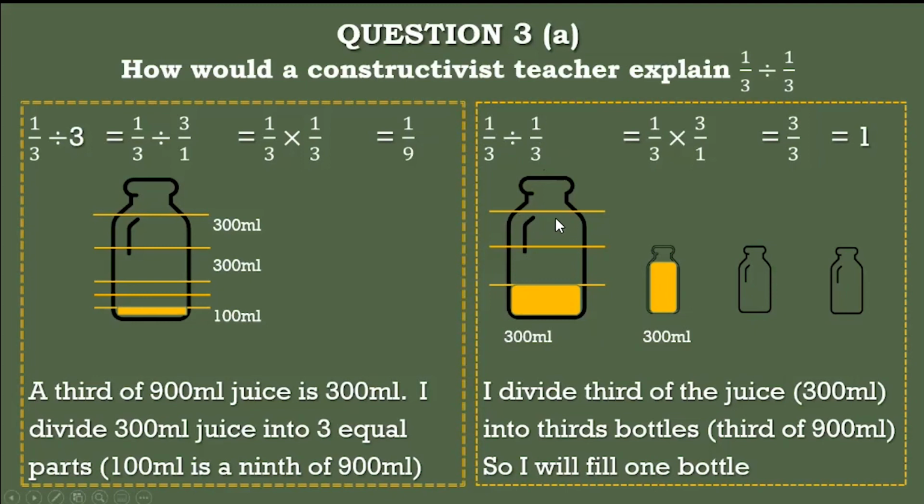Now, we have the same bottle. We divide it in thirds, a third of this bottle. Now I'm going to divide that by third bottles, bottles that can take a third of this big bottle. So I divide a third of the juice, which is 300 milliliter, into third bottles. A third bottle of this takes 300 milliliter. So 1/3, 2/3, 3/3. I divide it by thirds. So it will fill up 1 whole bottle. That is why 1 whole bottle comes out of this. 1/3 divided by 1/3. You can keep this for future use.